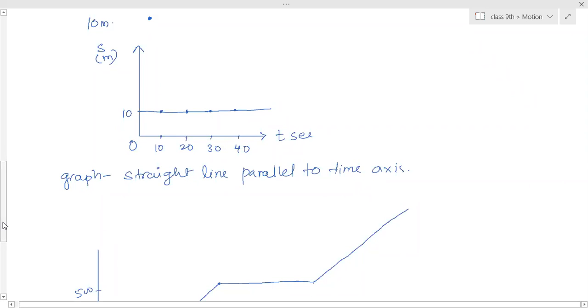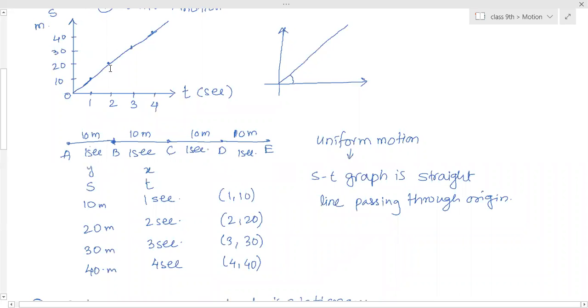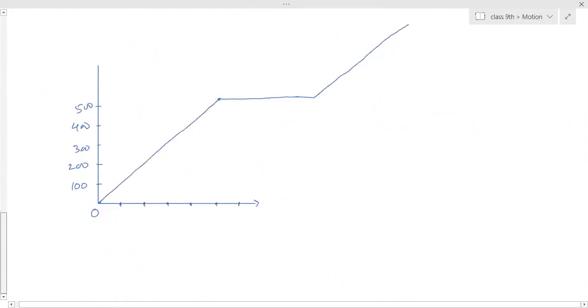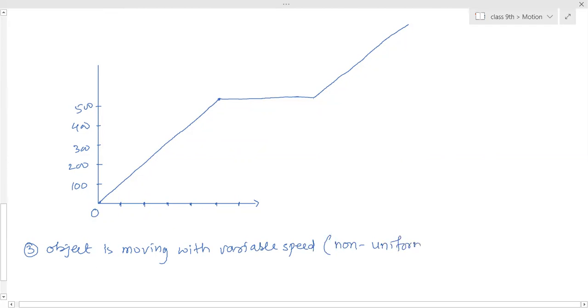I am explaining how to read the graph. Is it clear? Whenever the motion is uniform, the graph is a straight line. And whenever the object is not moving, you will get a straight line parallel to the time axis. Now the third case: the object is moving with variable speed. So that means it is non-uniform motion.